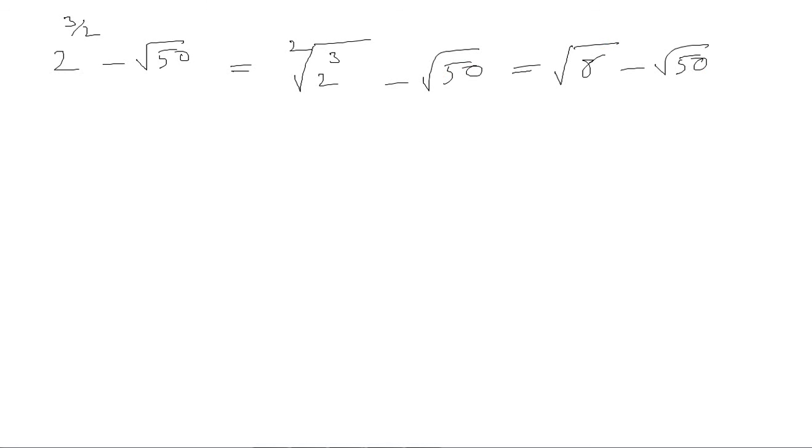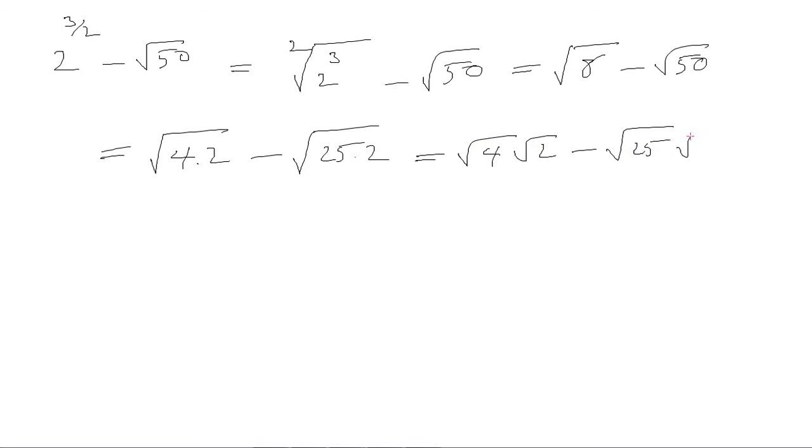Now, can I write 8 as the product of a perfect square and another number? Yes, I can write 8 as 4 times 2. Can I write 50 as the product of a perfect square and another number? Yes, I can write that as 25 times 2. So this is radical 4 times radical 2 minus radical 25 times radical 2. Radical 4 is 2, so it's 2 radical 2 minus radical 25 is 5 radical 2. And 2 minus 5 is minus 3 radical 2.